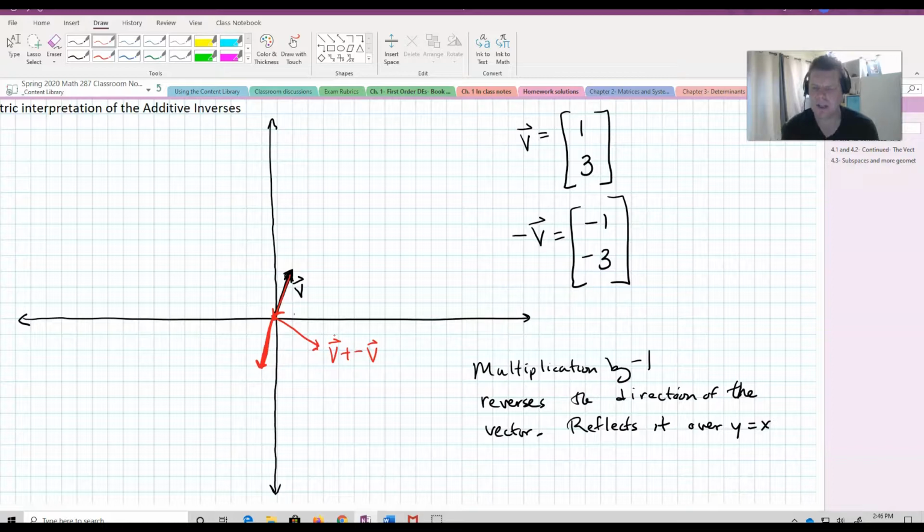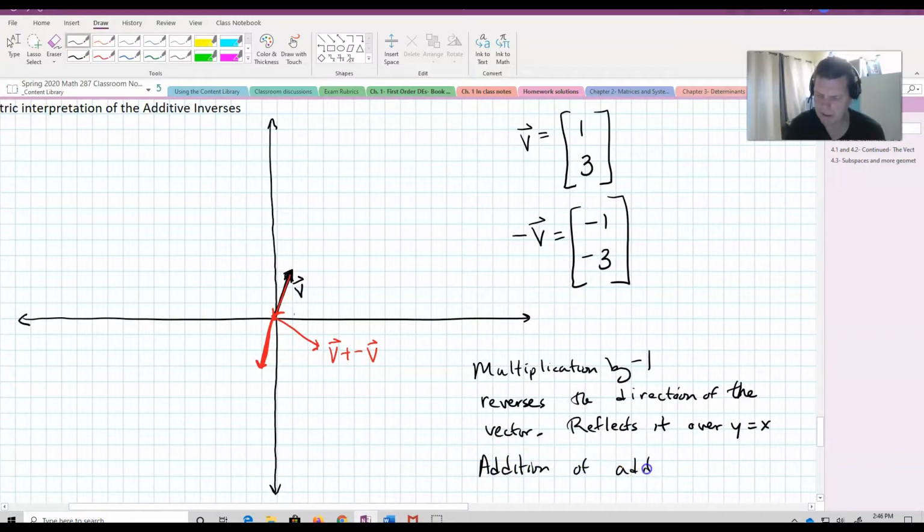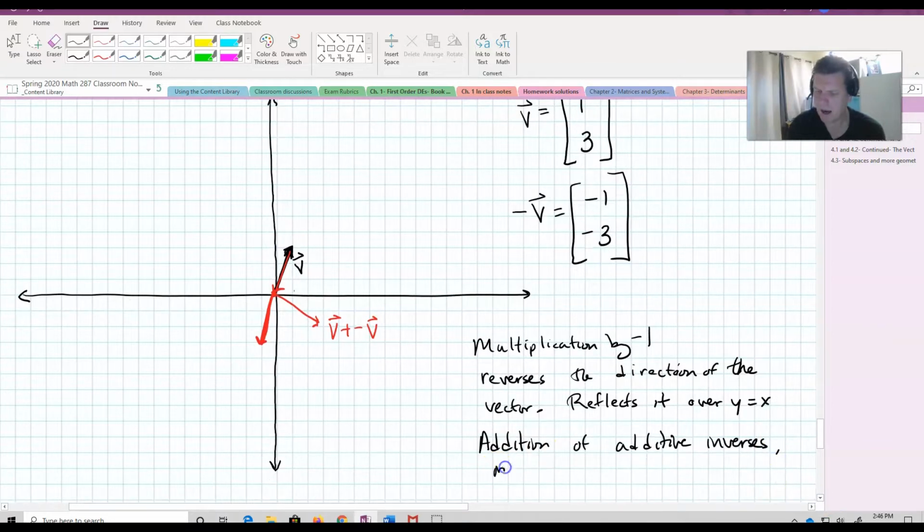So there are two things, right? So we can see addition of additive inverses moves out on one vector and back on the other.